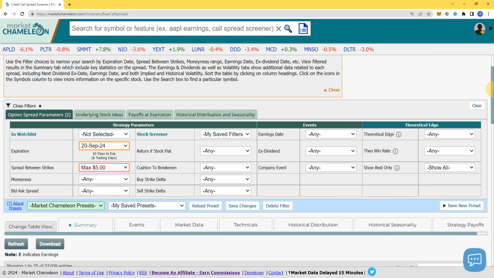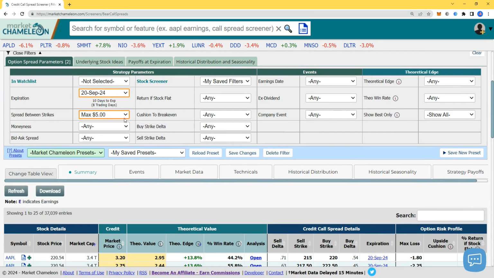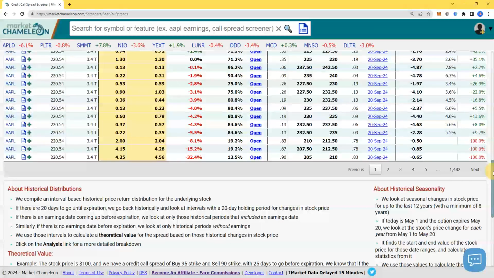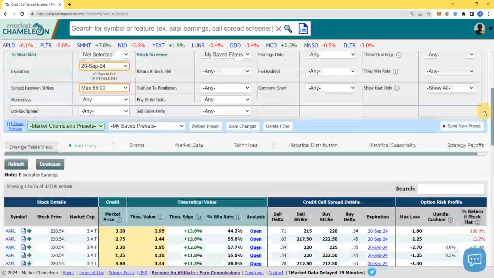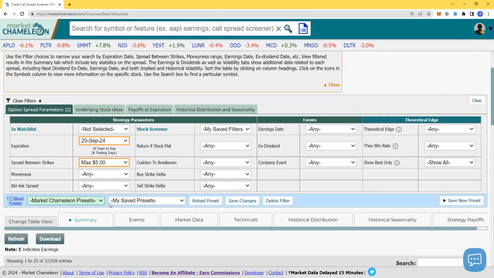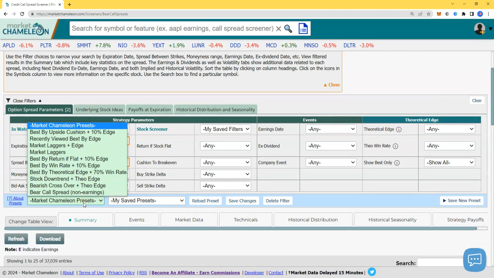So let's see the filters. Instead of going over 1,500 pages, which is way too much, I'm gonna go here, Market Chameleon preset, and we're gonna see what we see. So we got ourselves Best by upside cushion plus 10%. We're gonna go over this.